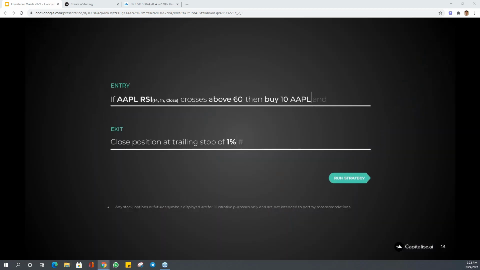So who is Capitalise? We enable traders like yourselves, some of you with no coding knowledge or experience, to create and automate your trading strategies using freestyle text. Let me show you how easy this is to backtest, simulate, and run live.